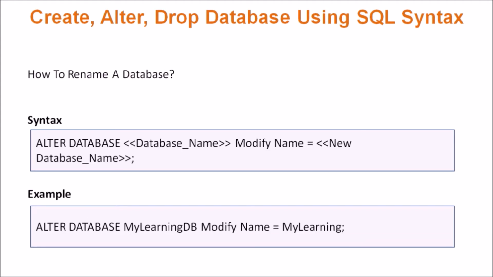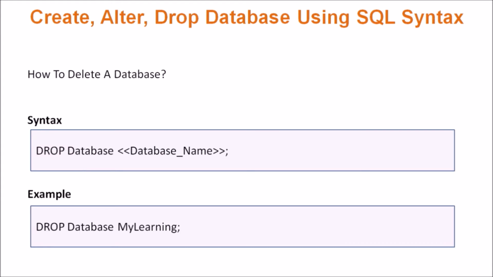How to rename a database? Use alter keyword when you have to modify something in an existing object. So the syntax to rename a database is alter database, database name, modify name equal to new database name. If you want to rename the database from MyLearningDB to MyLearning, the syntax is going to be alter database MyLearningDB modify name equal to MyLearning. Once you execute this SQL syntax, you will get the message the database name MyLearning has been set.